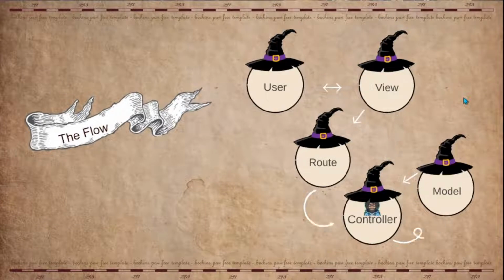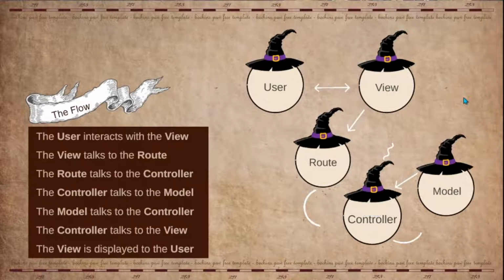Here's a flowchart that might help you understand it a little better. As you can see, the user interacts with the view, which talks to the route, which talks to the controller, which talks to the model, which talks to the controller, which talks to the view, and the view is displayed to the user. You got it?